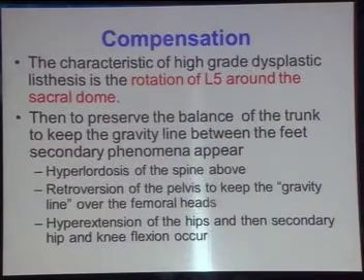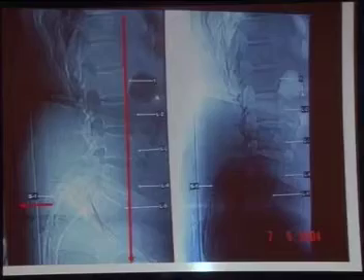So the characteristic of this high grade listhesis is the rotation of L5 around the sacrum. So when the L5 along with the spine moves forward, there will be compensatory mechanisms like flexion of the knees, hyperextension of the hip, hyperlordotic spine above, so that the center of gravity line is kept in between the legs to the ground. So that's what happened with her.